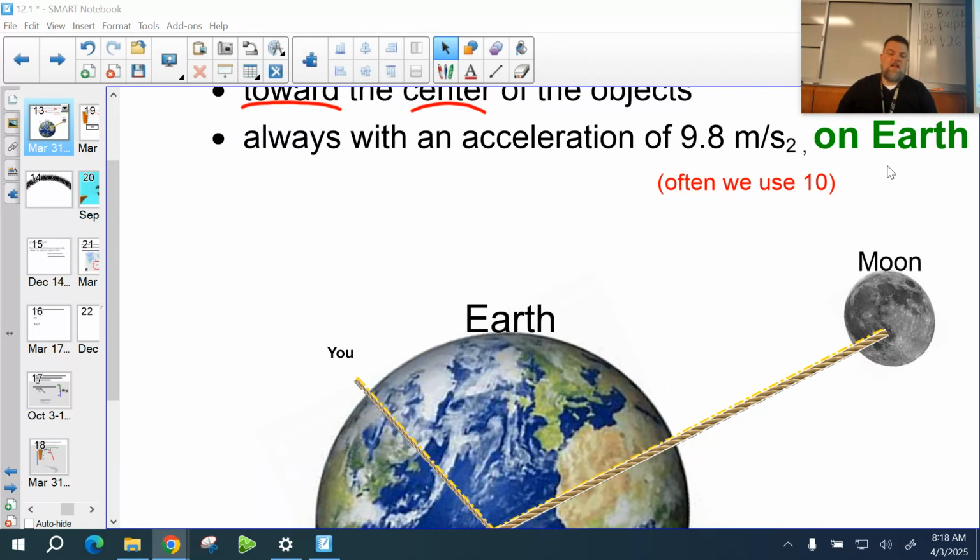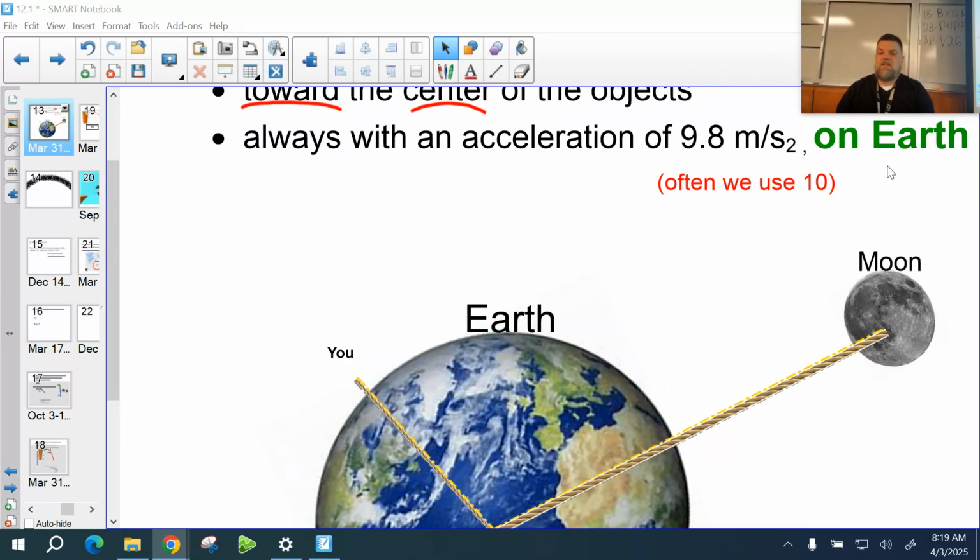And so when we talk about gravity, the Earth pulls on the moon and it pulls on each and every one of you. And the acceleration that it pulls on everything is 9.8 meters per second squared while on the surface of the Earth. It doesn't accelerate the moon at 9.8 meters per second squared because the moon is a lot farther away from the surface of the Earth. So that number is smaller.